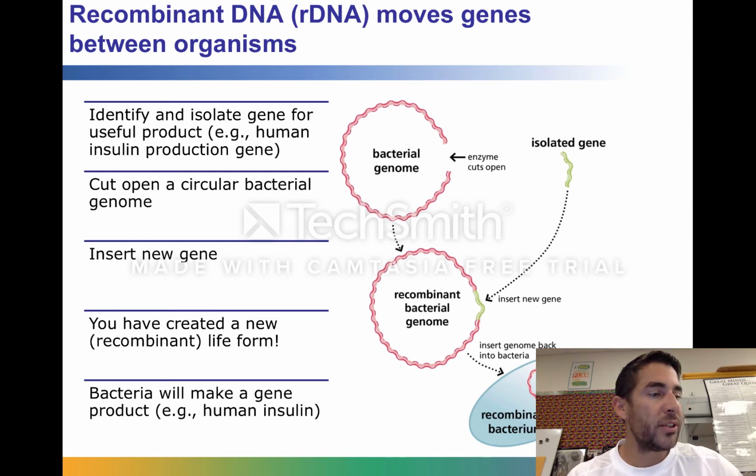So biotechnology researchers isolated the human gene for making insulin. Then they used a special enzyme called a restriction enzyme to cut open the circular genome of E. coli bacteria. Most bacterial genomes are circular. Next, they used a different enzyme to insert the human gene for making insulin into the bacterial genome. This created a new form of life, an E. coli bacteria with a human insulin gene.